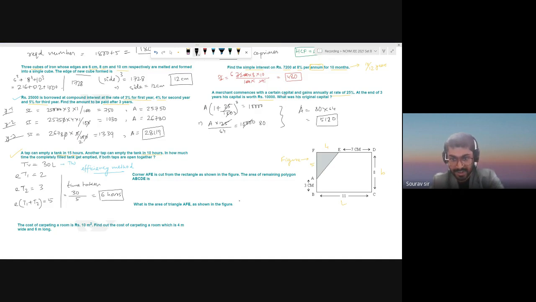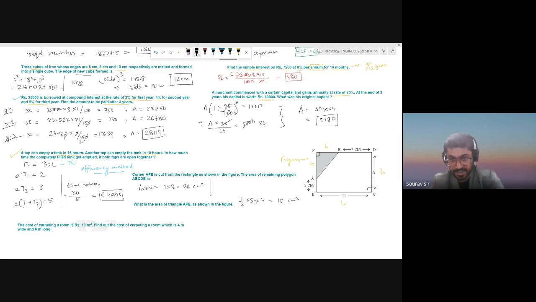Okay, so we'll do the second part first. What is the area of triangle AF? That's half, these are all perpendiculars, right? Rectangle. So half into 5 into 4, half into base into height, that is 10 centimeters square. Now we have to find out the remaining area. So area of the rectangle would be base into height or length into breadth. So 11 into 8, 88 centimeters square.